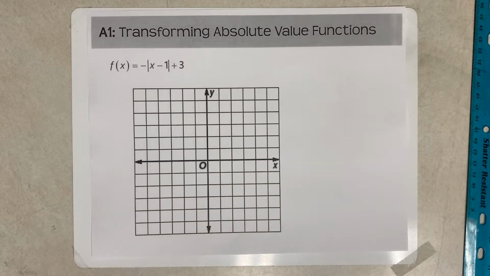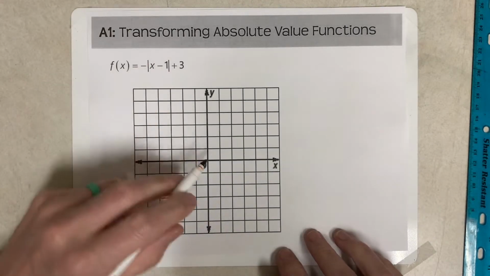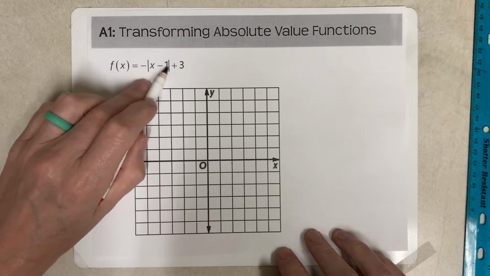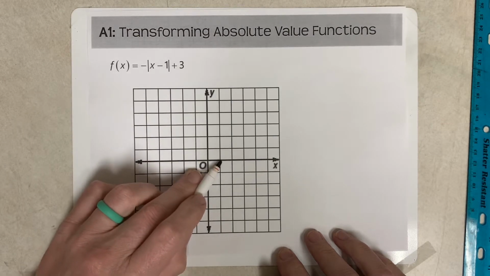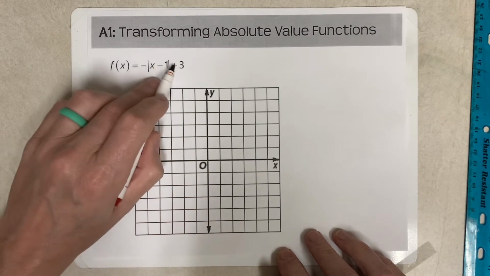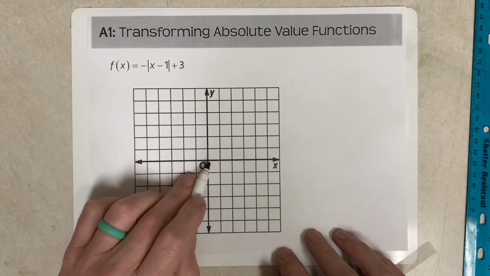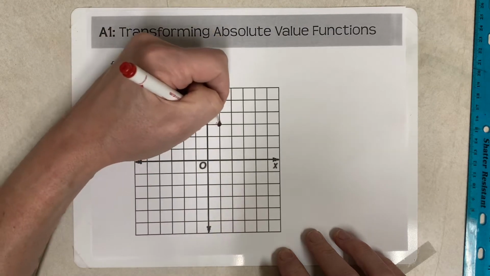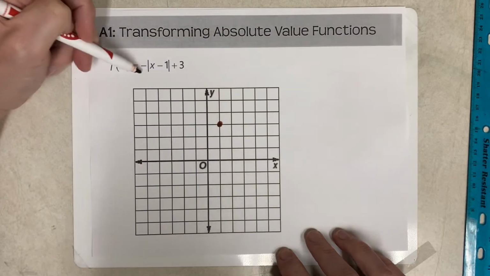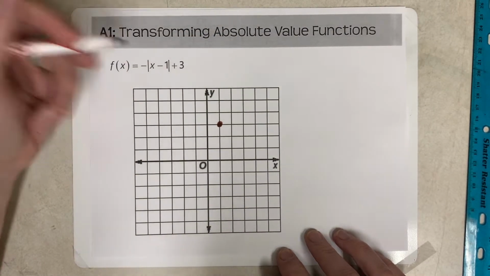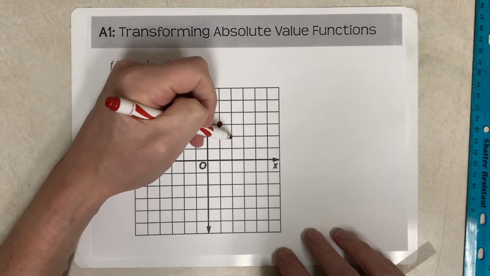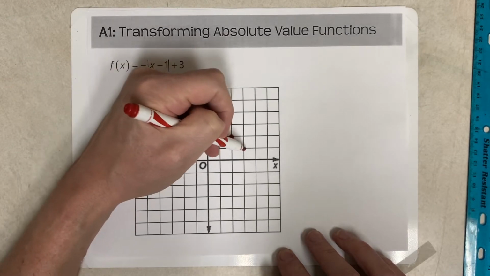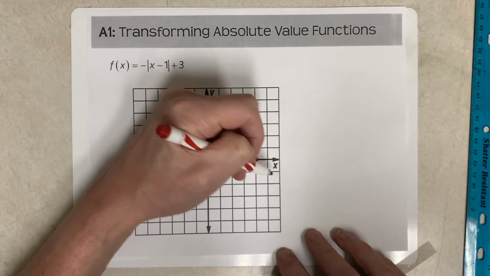Okay, this one, we have a vertex now that used to be at the origin. The -1 here is going to move it 1 unit to the right, okay? And then the plus 3 is going to move it 3 units up. So 1 to the right, 1, 2, 3 up, and there's our new vertex. You have a minus in front, which means it's now going to go down 1 over 1 for our sides.